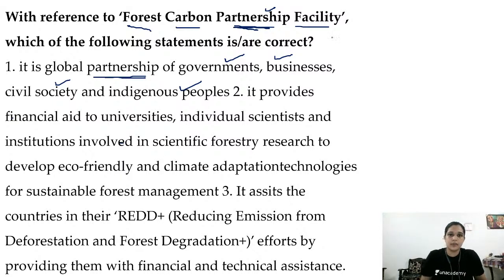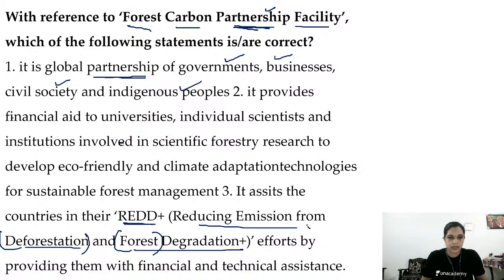And it assists, the forest carbon partnership facility. I told you already what REDD plus is. REDD is related to reducing emissions from deforestation and forest degradation. You have the term forest here, so definitely it is related to forest. So the third statement is all right. But the second statement, you should have studied the forest carbon partnership facility. They do not provide financial aid to universities, individual scientists.